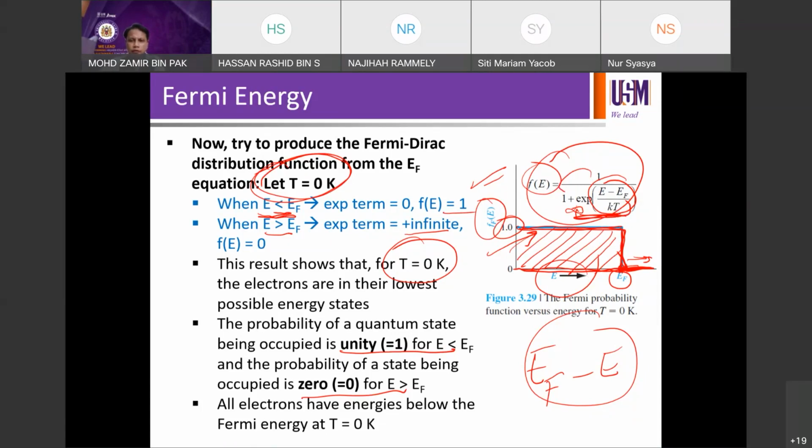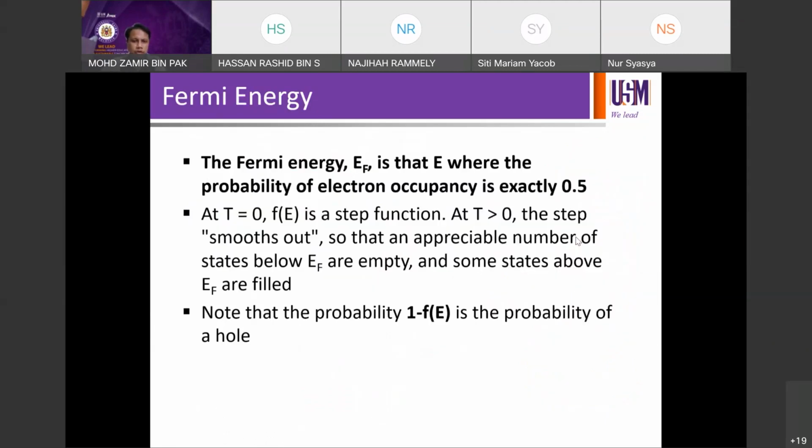So you can imagine this if you replace any value of E much lesser than EF, to get a better picture. It will probably be a bit tricky if the value is approaching EF, but when E is much lesser than EF, then you can get a better approximation to this. Right. So when the temperature is increasing, what do you expect to get?